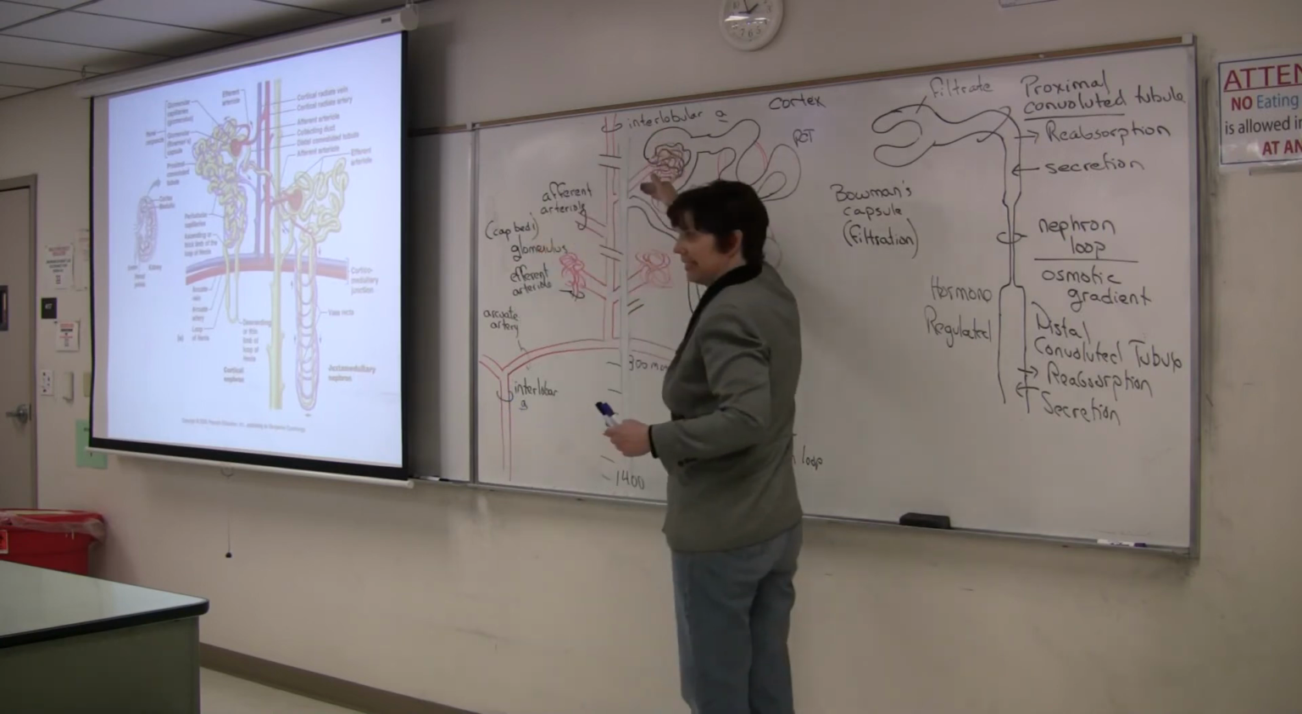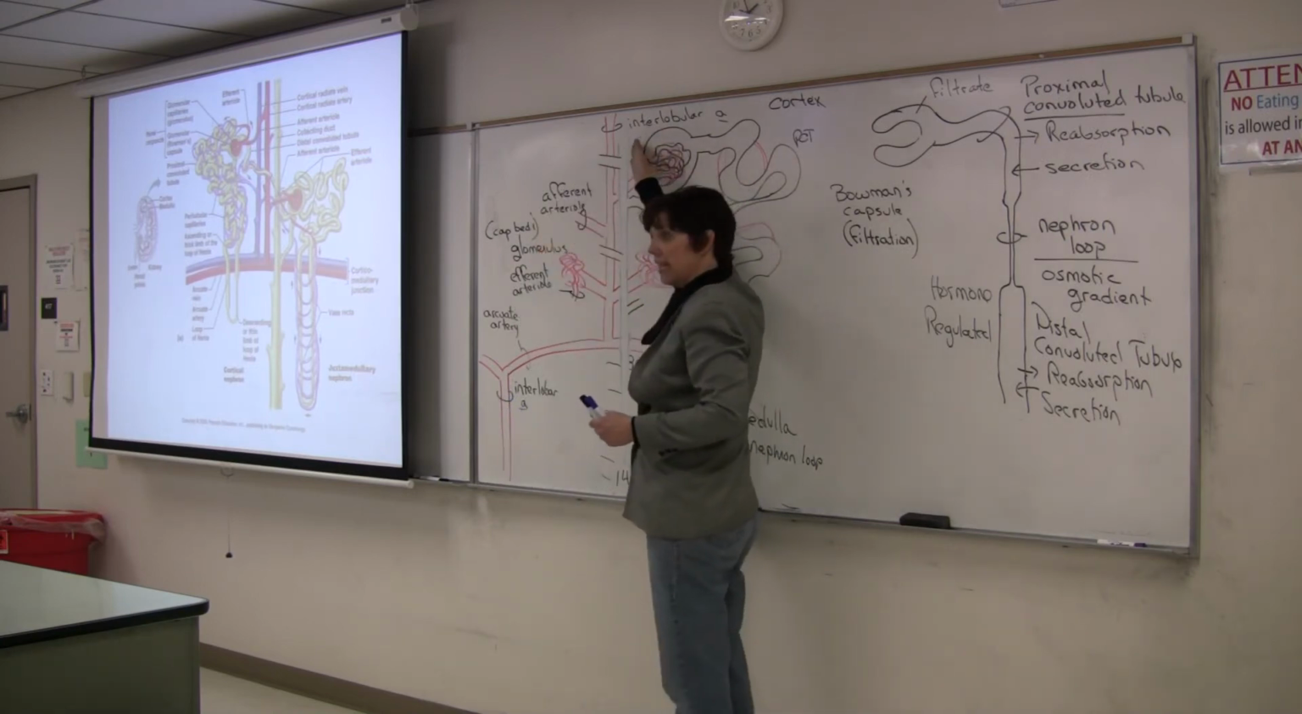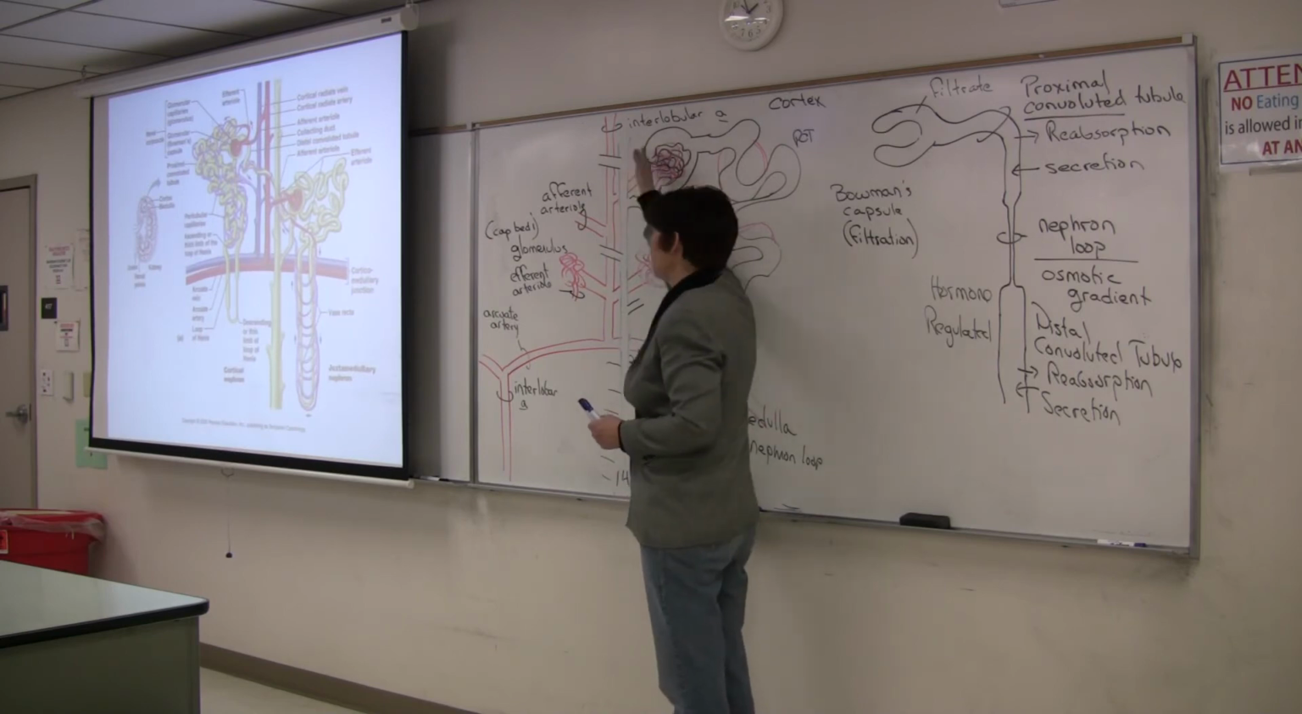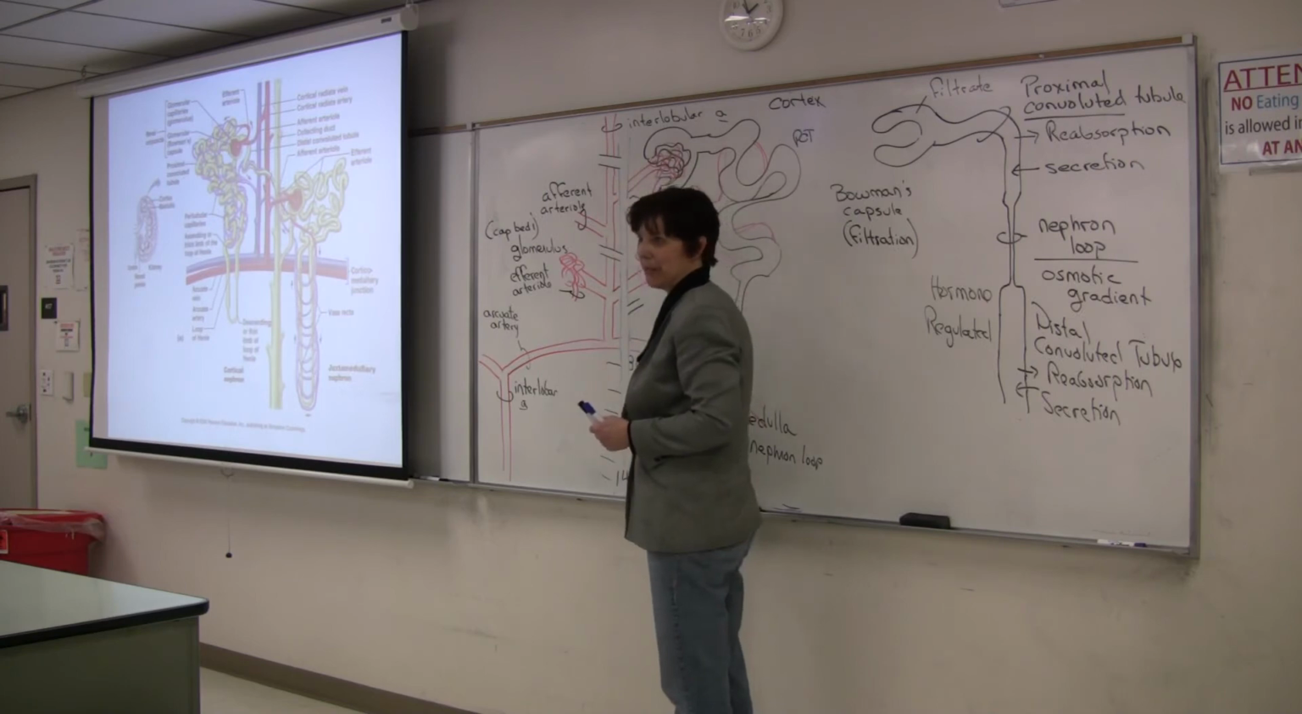The collecting duct starts in the cortex and ends in the medulla. All right, so it can be found in both places as well.